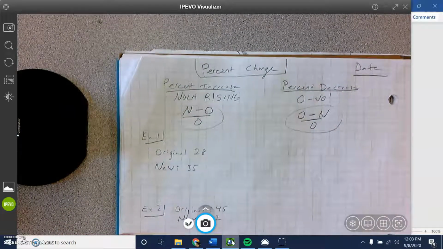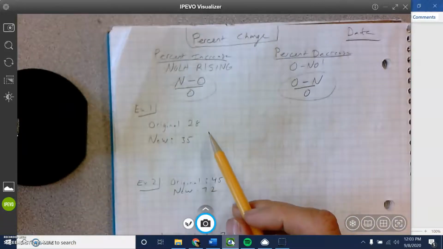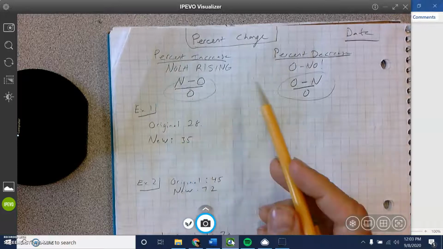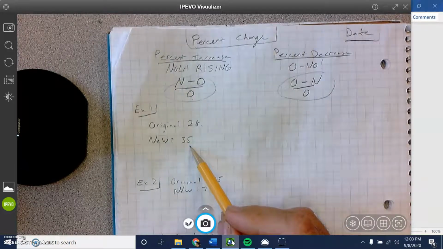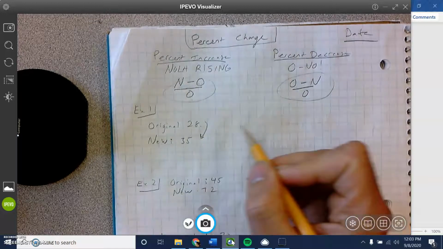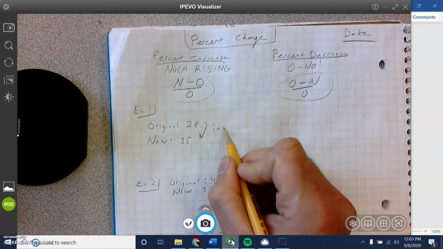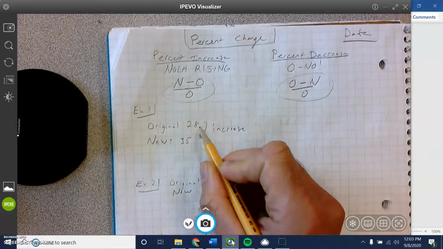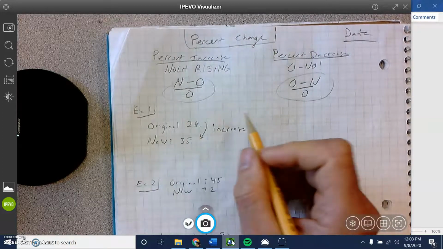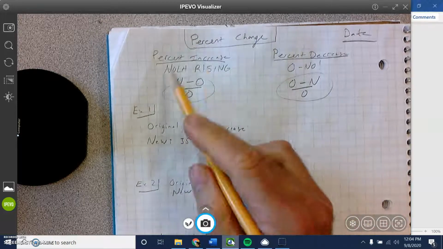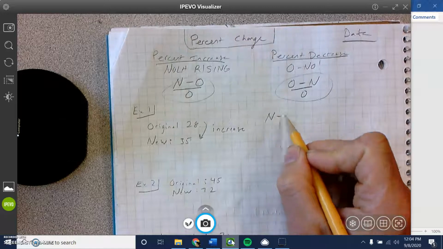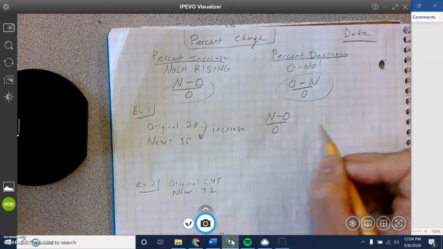So how do we do this? Look at example 1, we just talked about that. So the original price, or the old price, original or old, same thing, and the new price. So is this a percent increase or decrease? That's what you have to figure out first. This is obviously an increase because you go from 28 and then you increase to 35. You go to a bigger number. So that means I'm using percent increase, NOLA rising. So that's going to be new minus old over old.